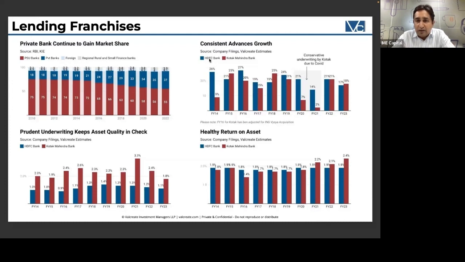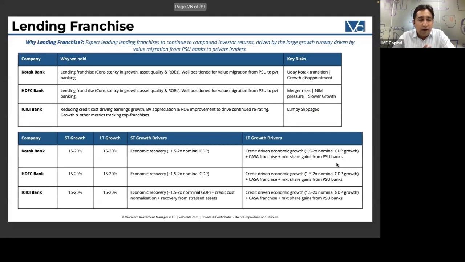And as you can see, this has allowed for a very consistent growth rate in advances for these kinds of companies. And even while they were growing at very rapid paces, asset quality has pretty much remained in check. No major negative surprises, leading to very consistent and healthy return ratios. So within the lending franchise microtrend, we really have banks such as Kotak Bank, HDFC Bank, and ICICI Bank. These are our key exposures in this particular space.